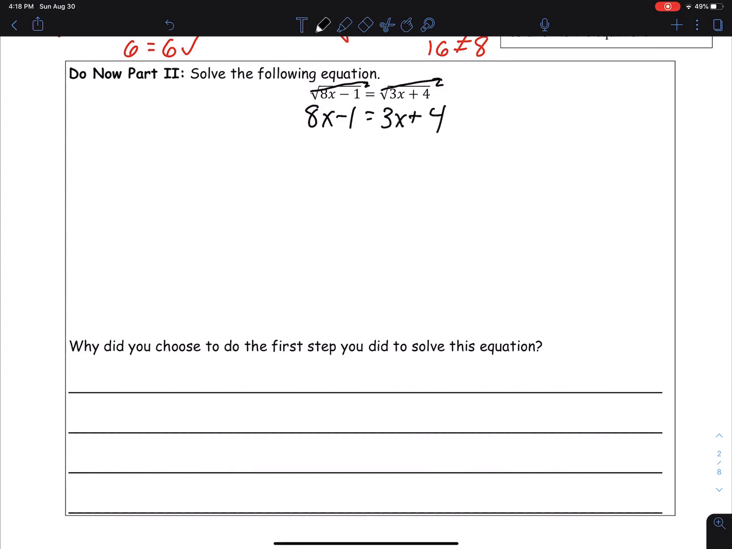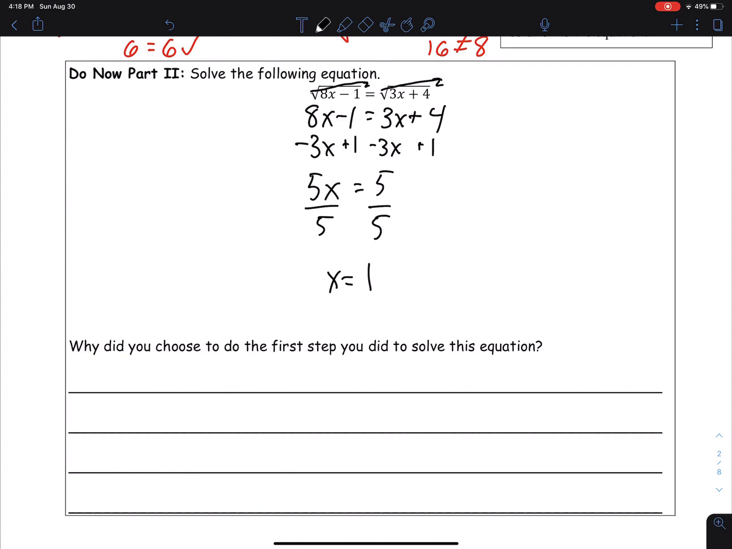We have solved a million of these before, so we just want to get the x's on one side and everything else on the other side. So I'm left with 5x on the left equals 5. Divide by 5, divide by 5, x equals 1.